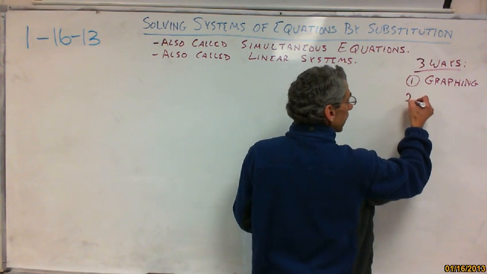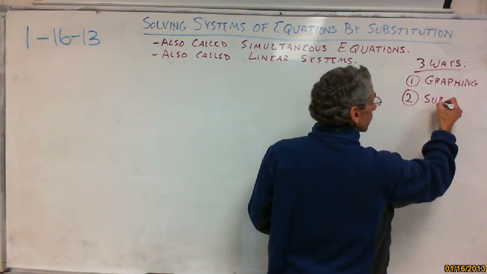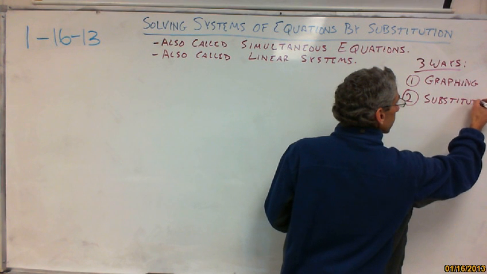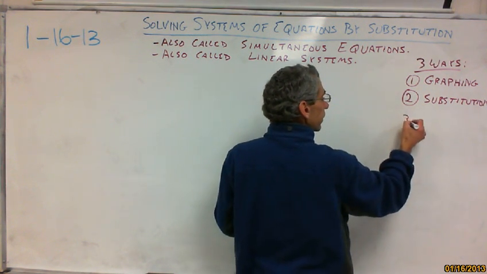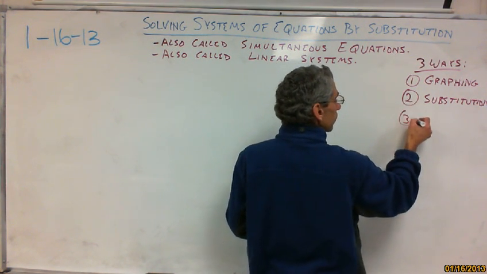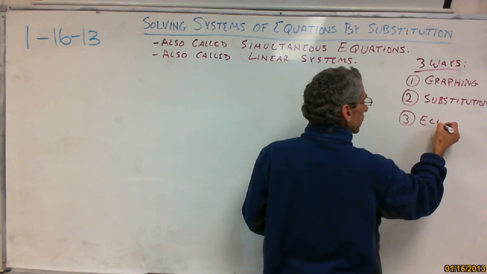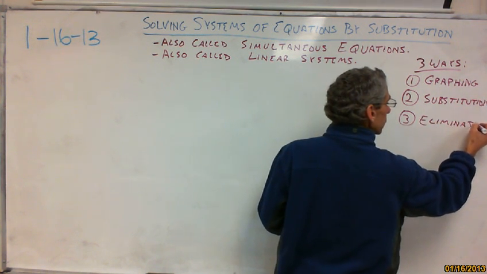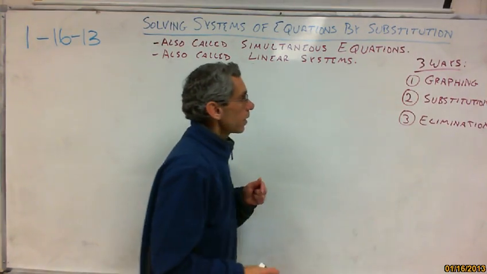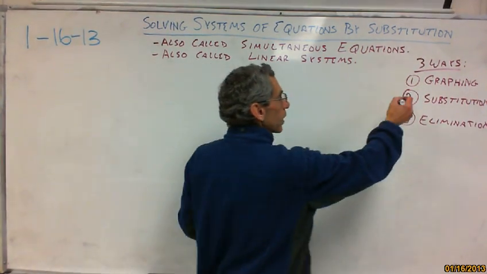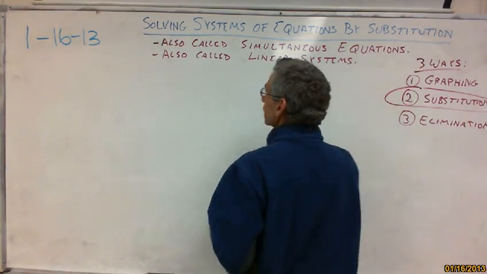The second way is through substitution. And the third way, the second way is what we're going to talk about today. The third way we will not talk about today. It's called elimination. Okay? But this is what we're going to work on today, substitution.